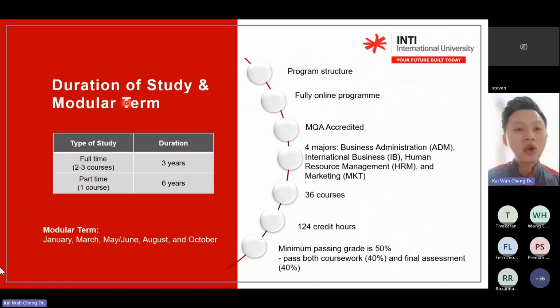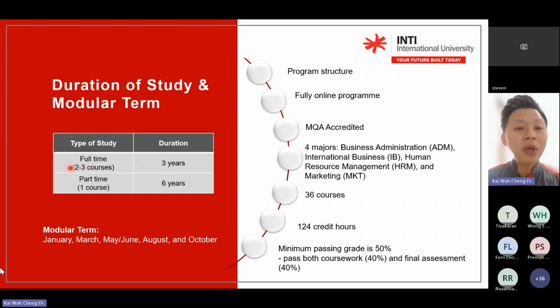Okay, so in terms of the program operations, we have two types of study mode for the ODL program at INTI International University. Either you are enrolled as a full-time student or you are enrolled as a part-time student. So you can see the durations of programs here.